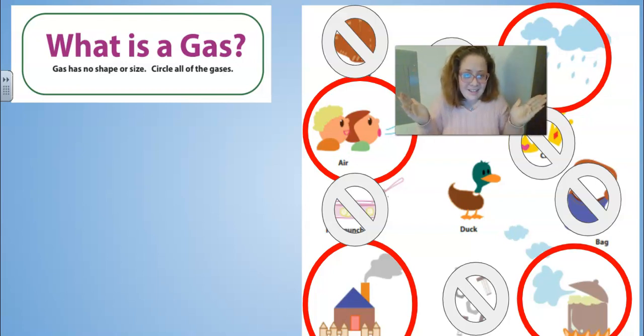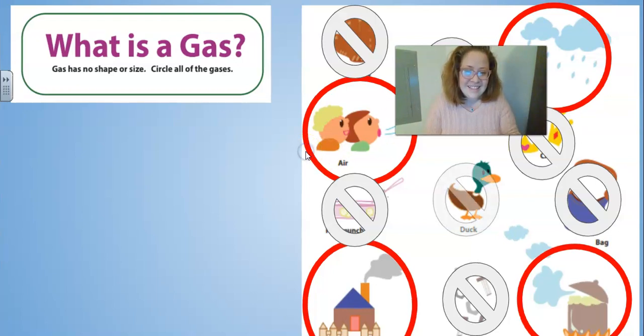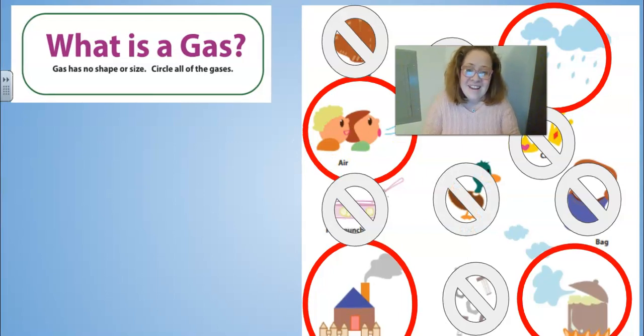What is this duck? Is he a solid? Is he a liquid? Is he a gas? Is this duck a gas? Yes or no? What do you think? No, this duck is not a gas.